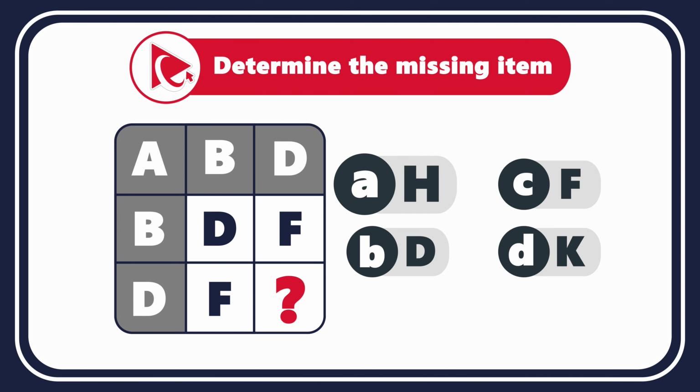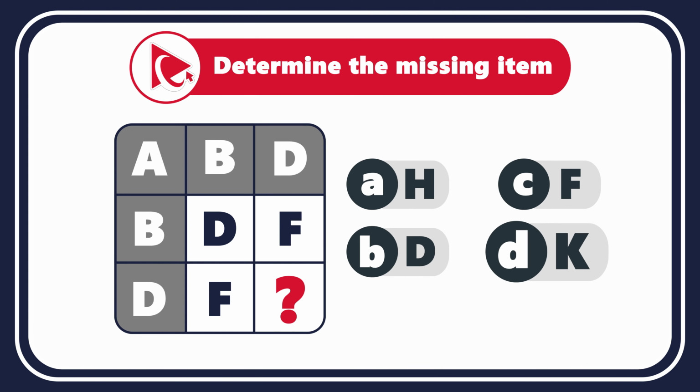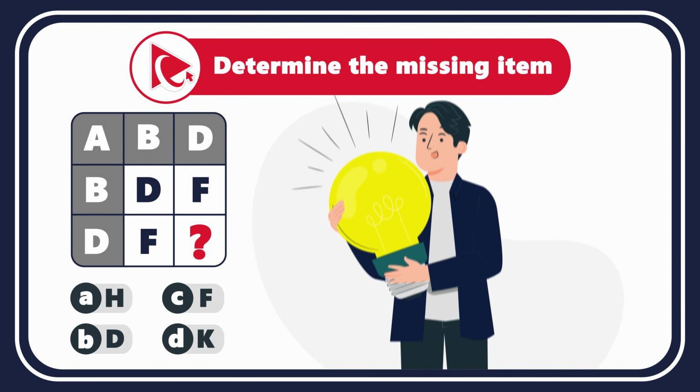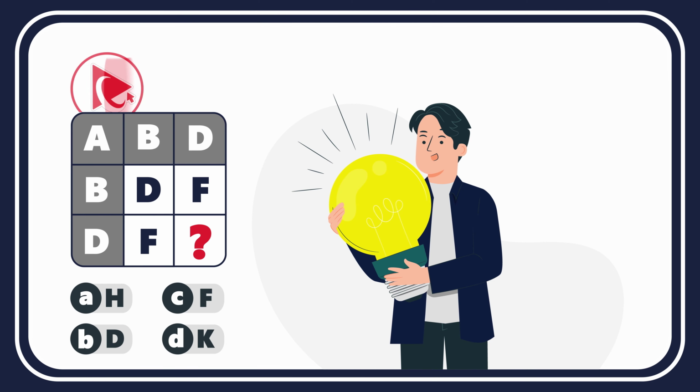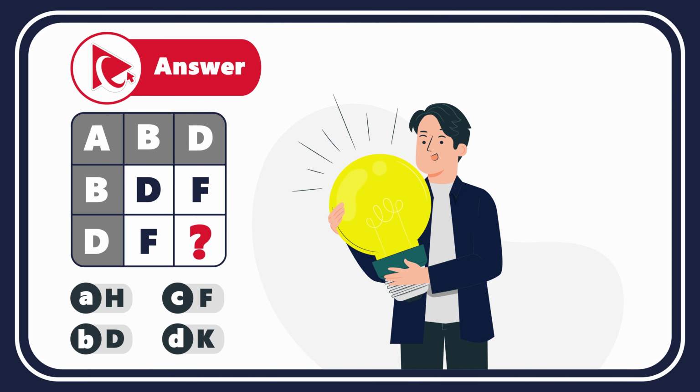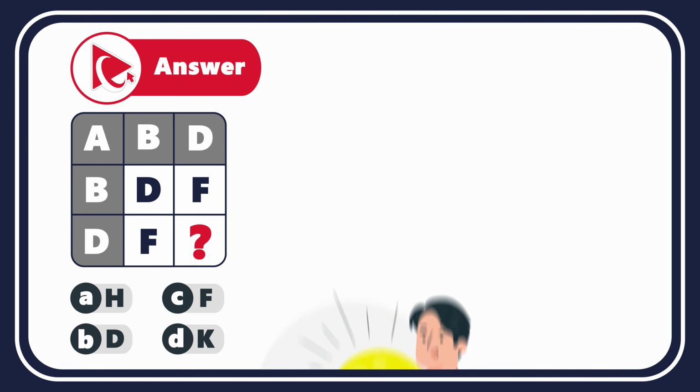Choice A, H. Choice B, D. Choice C, F. And last but not least, choice D, K. Take a close look to see if you can come up with the answer. I mentioned that this question is a little tricky, so let me give you a hint. Take a close look and consider why some boxes, some squares in the matrix would be in gray and some would be in white. Was it helpful? I hope it was.